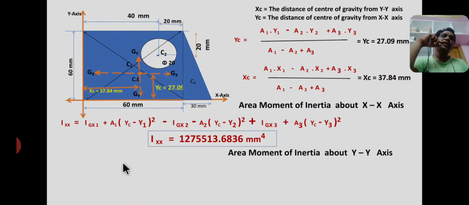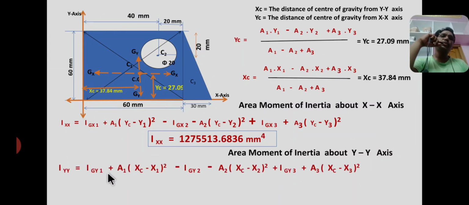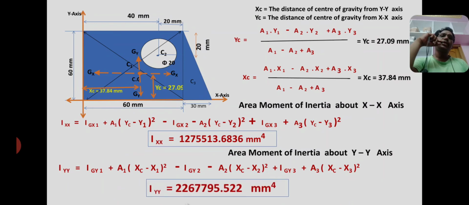Similarly, area moment of inertia about YY axis, Iyy, equal to 2267795.522 mm power 4. Ixx and Iyy are the area moment of inertia about reference axis. IGX and IGY are the area moment of inertia about centroidal axis. These two are the final answers for this composite section.